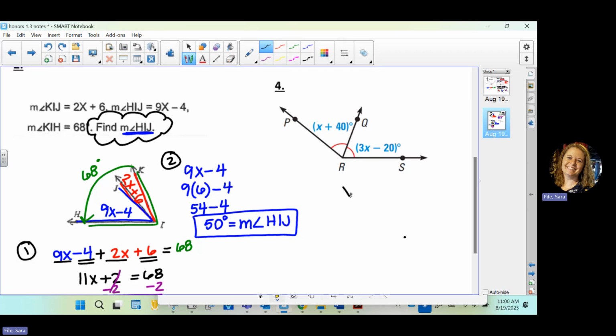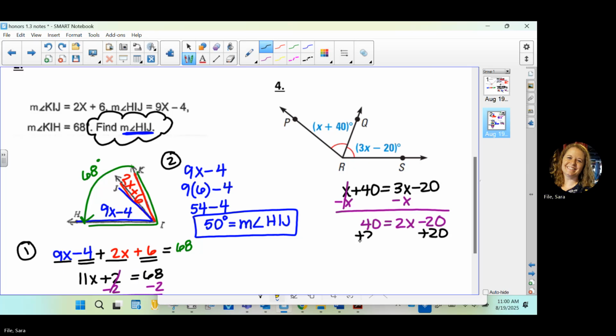So we're going to set x plus 40 equal to 3x minus 20. Now this is the first one we've had where the variables are on both sides. So we've got to move all of our x's to one side, constants to the other. I'm going to move my x's to the right to keep my coefficient positive. If you moved your x's to the left, it's okay. You'll end up with the same answer at the end. Then the constants go to the left with the opposite operation.